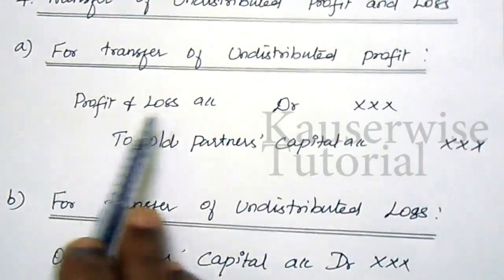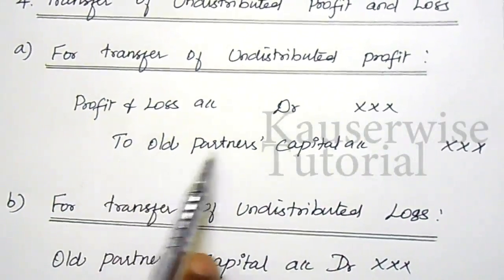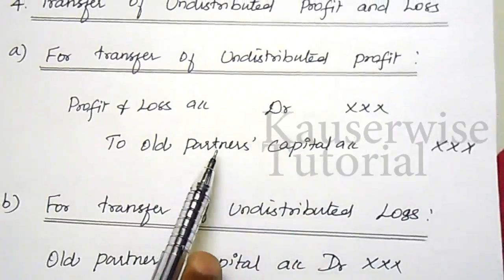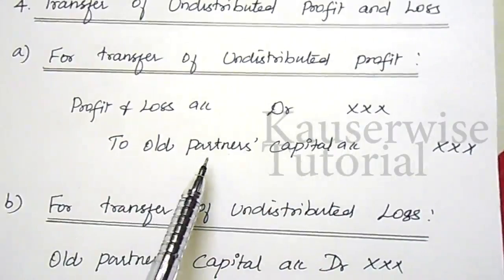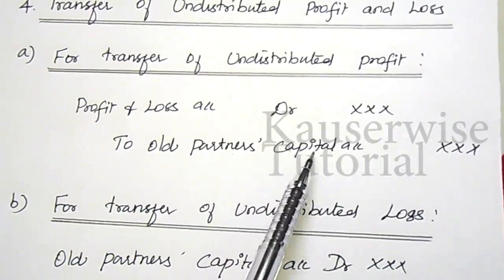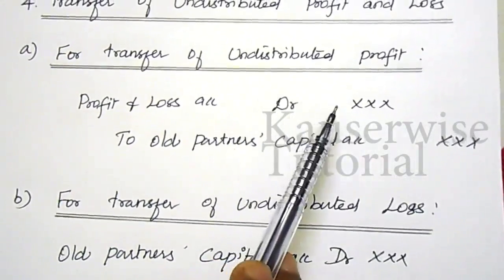Entry: profit and loss account debit to old partners' capital account, according to their old profit sharing ratio. So this will be transferred to old partners' capital account. In case of loss, just the opposite entry.